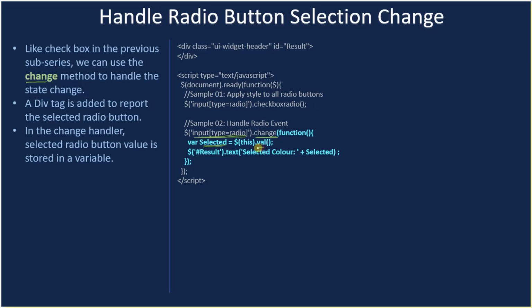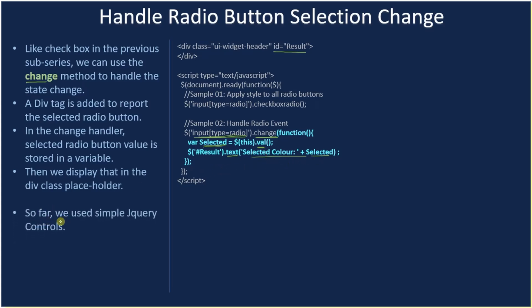Here we are calling .val. Then we display that in the div class placeholder. So $result, here if you see id equal to result, so we are selecting that particular div tag, then we are making a call to the text. After that we are stating the selected color value we already retrieved. So that value we are appending here, so it will just show the selected color.